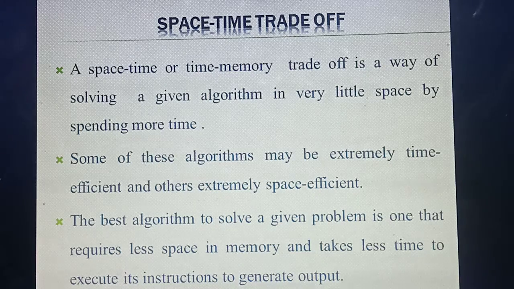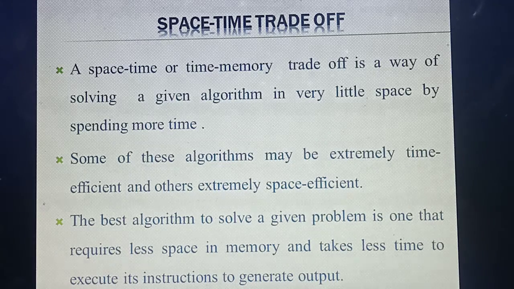Listen, first thing, an algorithm will take only some space in the memory, but you need to spend more time to do the algorithm. Okay, so next one is, some algorithms will take less memory space and less time to execute.